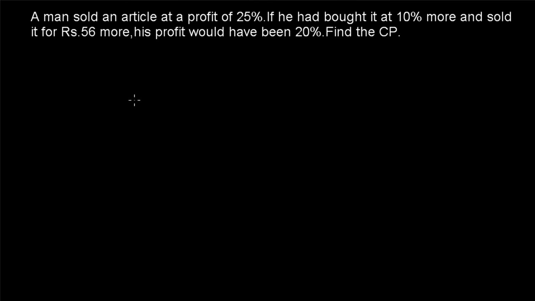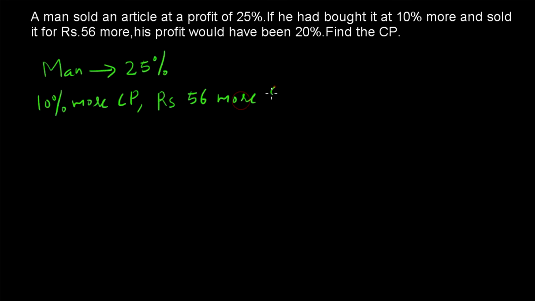Now example number 3. A man sold an article at a profit of 25%. If he had bought it at 10% more and sold it for rupees 56 more, his profit would have been 20%. Find the cost price. So same kind of question. A man is selling the article at a profit of 25% and if he had bought it at 10% more, so 10% more cost price, and he is selling it at rupees 56 more, then his profit would have changed to 20%. Then what is the cost price?